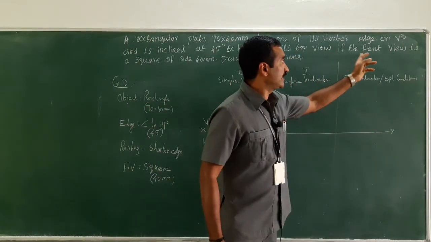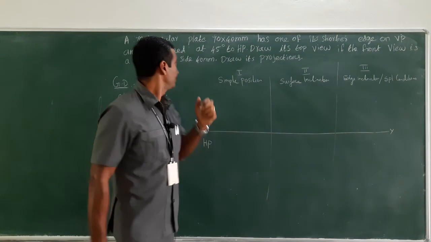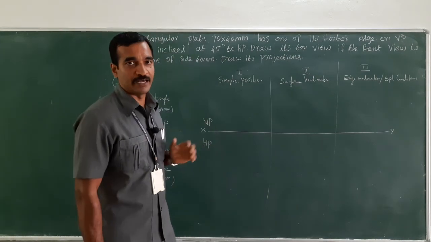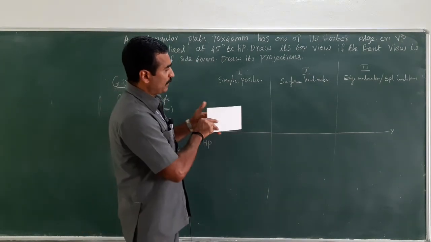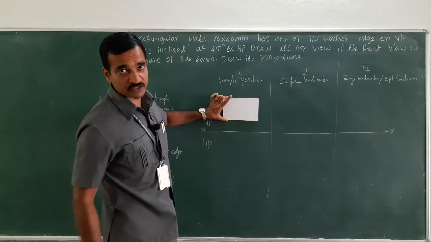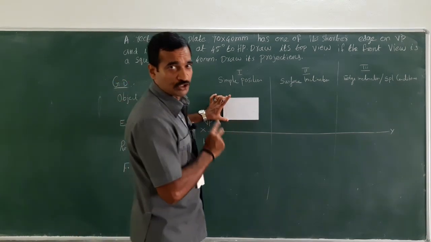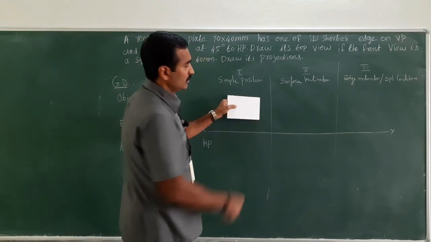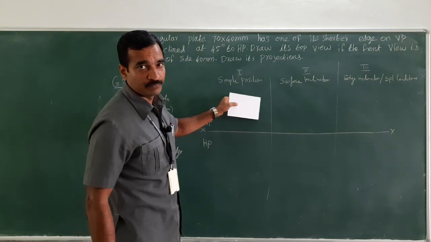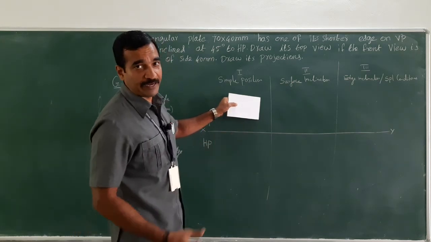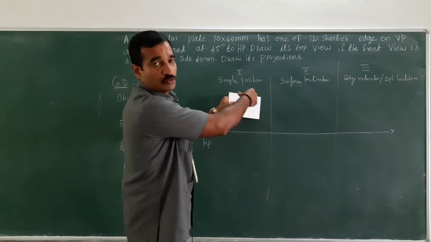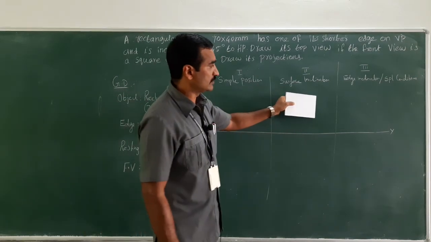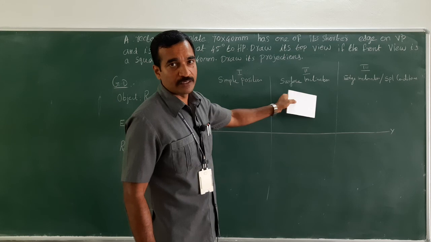But in this problem, it says front view looks like a square. So in that scenario, how the object will be placed? If the object is placed on VP, its true shape will be obtained on VP. If it is tilted with some inclination with VP, the skew shape of rectangle or square will definitely be obtained on the VP. This is a surface inclination, right? So this is where you will get it.